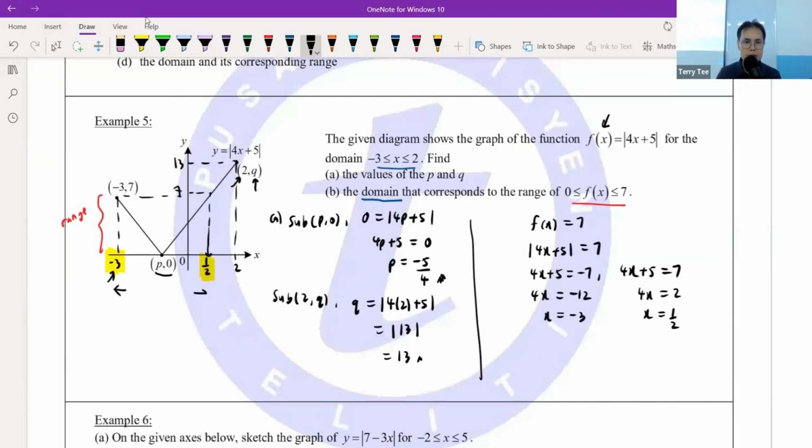And what are we finding? We are finding the domain. Domain is your x value. So we say our domain D is between negative 3 and positive half. Right? So the domain that corresponds to this range is negative 3 to half.